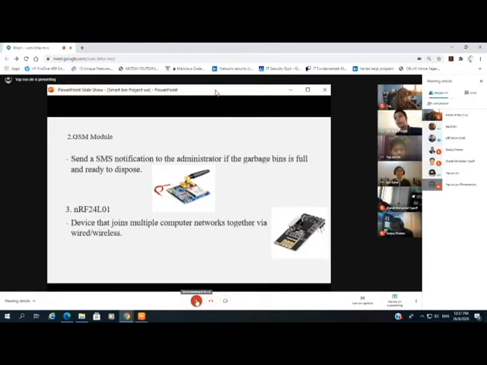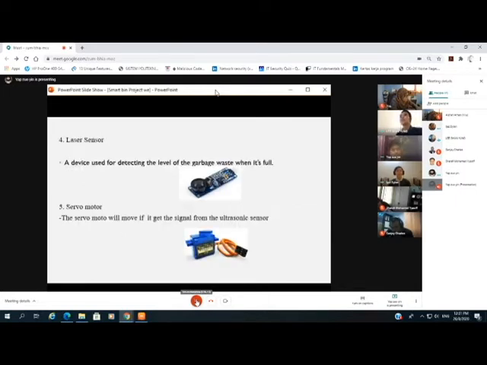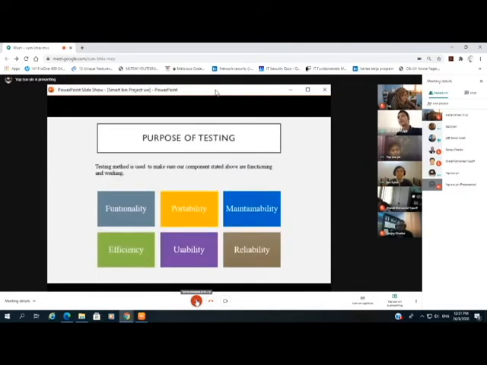NRF24L01, a device that joins multiple computer networks together, wired or wireless. The fourth, laser sensor, a device used for detecting the level of the garbage waste when it's full. And the servo motor. The servo motor will move if it gets the signal from the ultrasonic sensor. The testing method is used to make sure our components above are functioning and working.